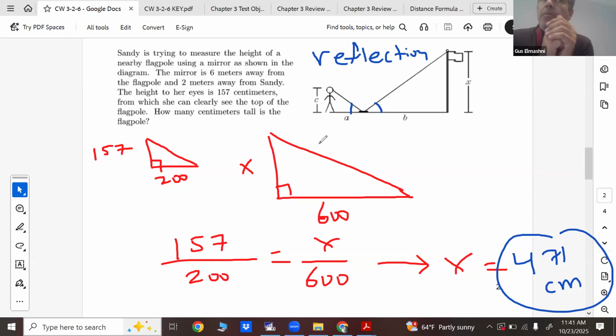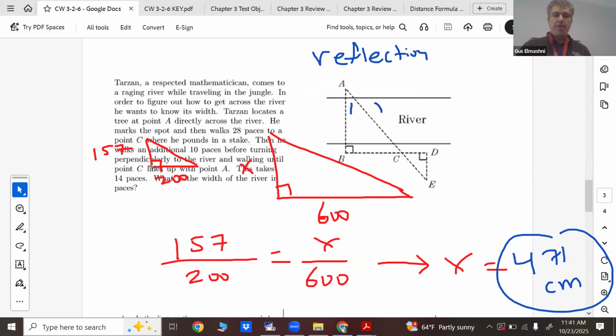Oh, so it doesn't matter. It's up to you. Either way, it's fine. If you did 157 over X, then you need 200 over 600. Just make sure you compare corresponding sides. If you compare sides within the same triangle, a small side to big side, then do small side to big side for the other triangle. It's totally up to you. Sorry if that was confusing.